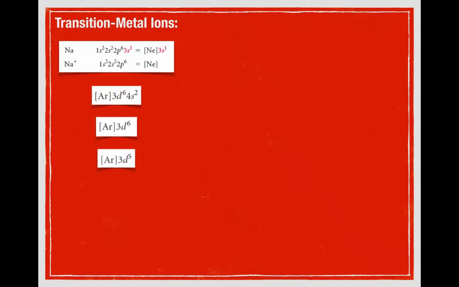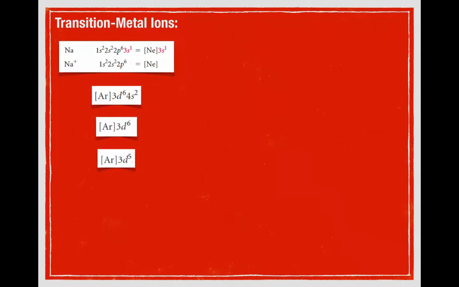The last topic that I need to talk about is transition metals, and specifically ions of transition metals. If you look at the first example, I show you the sodium atom, and then I show you the sodium ion. If you notice, in order to form an ion, all that happens is that the valence electrons are removed. So for example, sodium has one valence electron, from the 3s subshell, and so when that one electron is removed, you end up with 1s2, 2s2, 2p6. That is the electron configuration of neon.